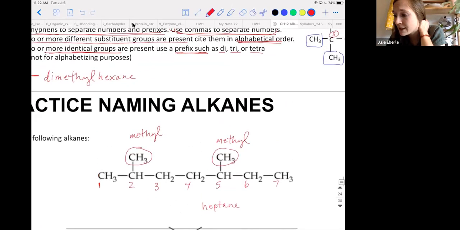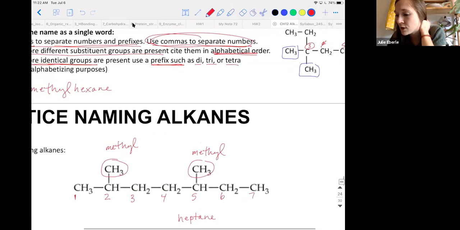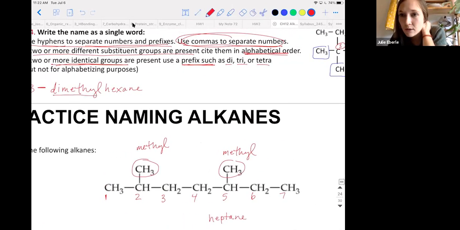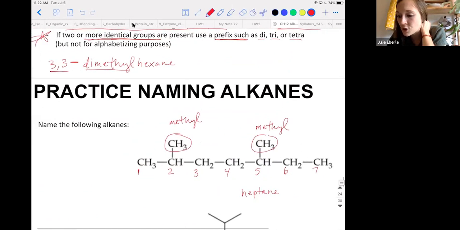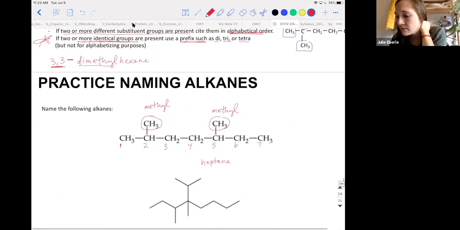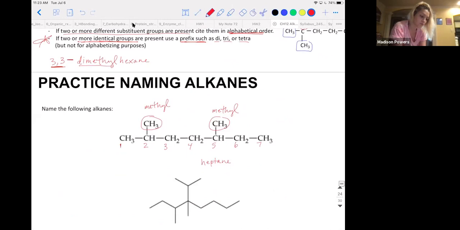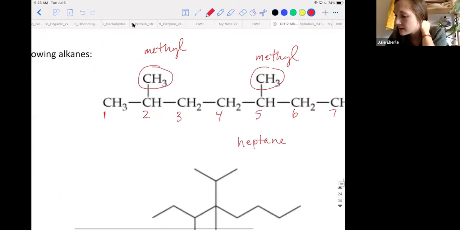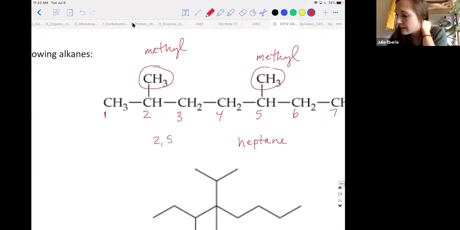So probably like we did up here, we had 2 identical methyls. We're going to have to say dimethyl. But the numbers should be different. Would it be 2,5 dash dimethylheptane? Yes, Madison. 2, 5, because that's where they branch off, carbon 2 and 5. Then we're going to do a dash to separate the numbers and the prefixes. Dimethyl heptane, sorry.